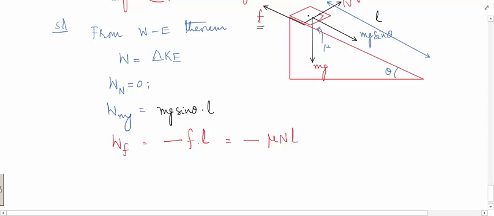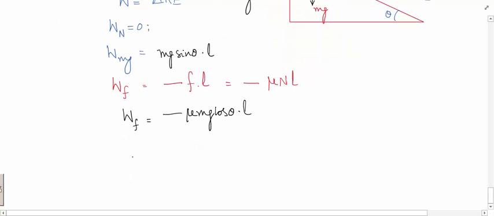What is the normal force here? Normal force is equal to mg cos theta. When this is theta, this is also theta. This will be mg cos theta. Therefore, work done by friction is equal to minus mu mg cos theta into L. Only these forces are doing work.